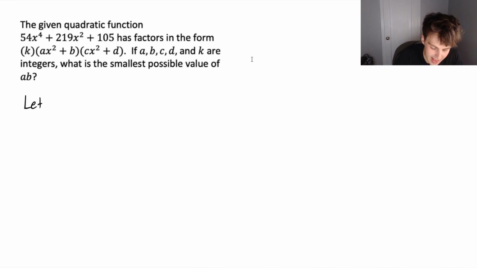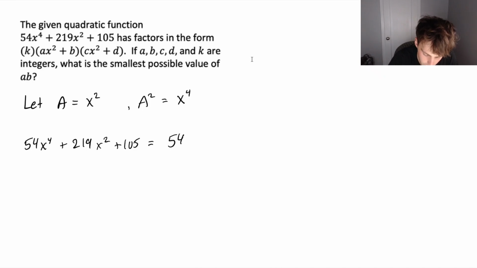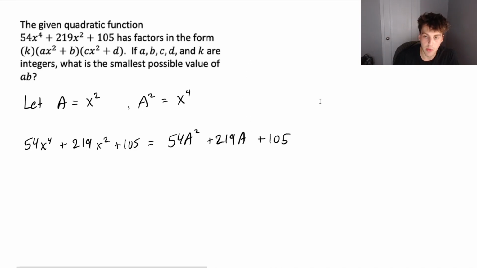So let's just choose capital A, and you could choose whatever variable you want. Let's let that be equal to x squared. If that's x squared, then A squared would just be x squared squared, which is x to the power of 4. So that means that 54x to the 4 plus 219x squared plus 105 is going to be equal to 54A squared plus 219A plus 105. And now you can see that this is just like a more friendly looking quadratic that we're more used to looking at.